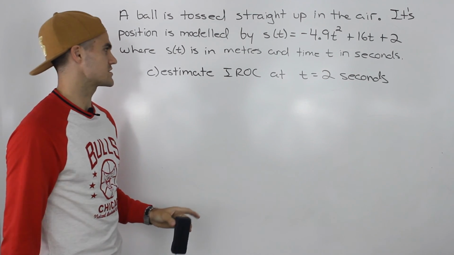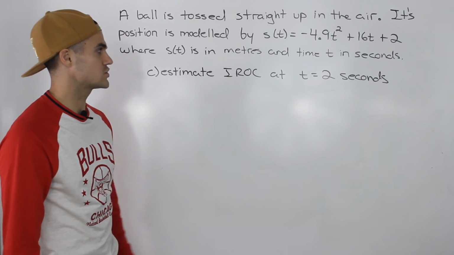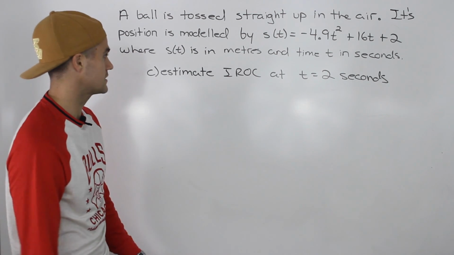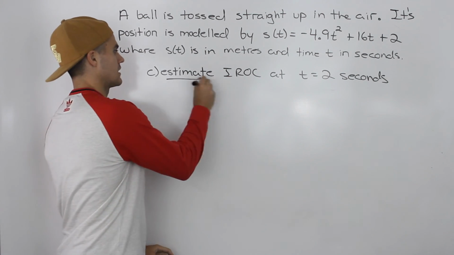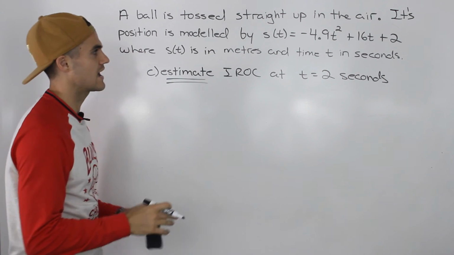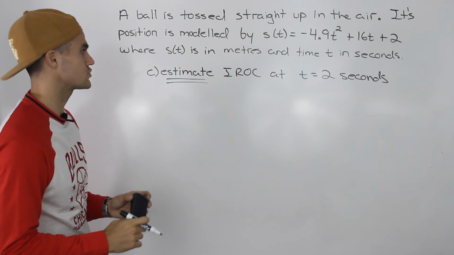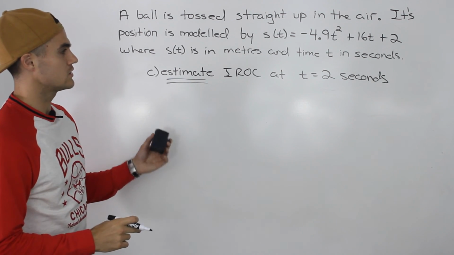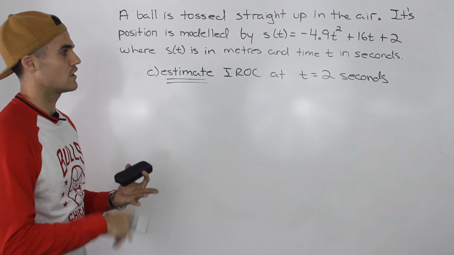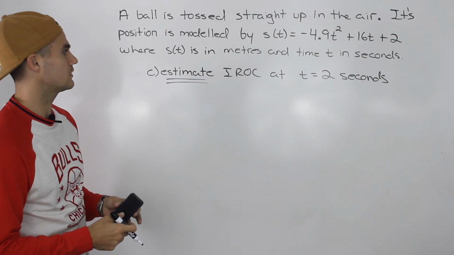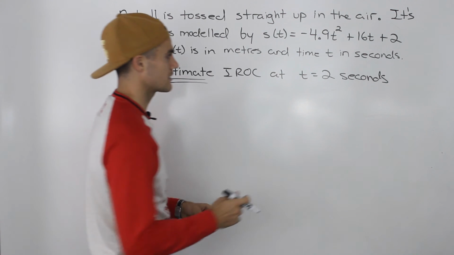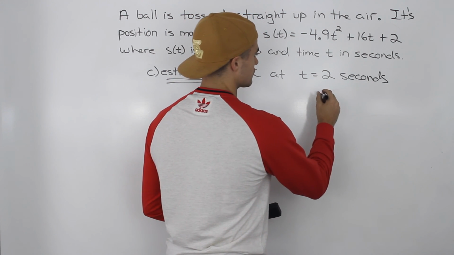And then finally, part C, we have to estimate the instantaneous rate of change at a t-value of 2 seconds. Keyword in this question, estimate. So we don't have to find the exact, so we don't have to do that whole difference quotient stuff. We can use preceding interval, following interval, centered interval. We've been using a lot of centered intervals, so let's switch up. Let's use the following interval.